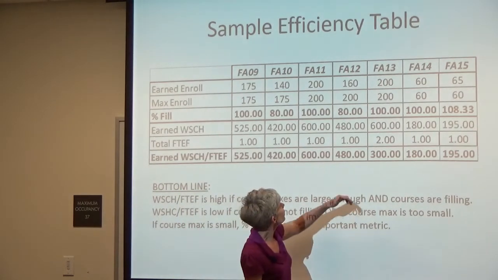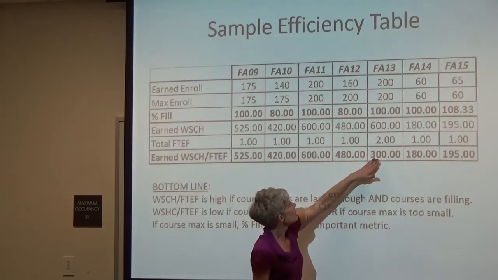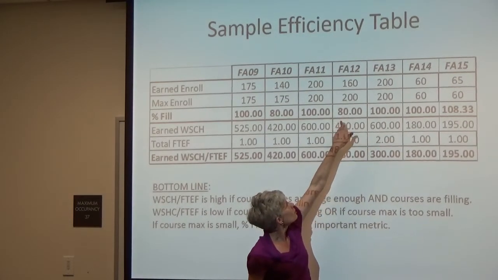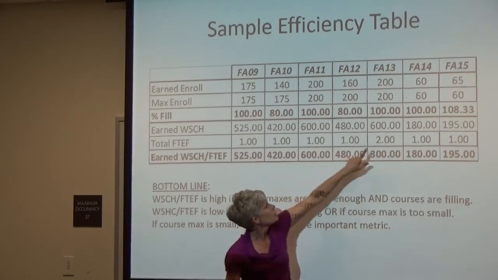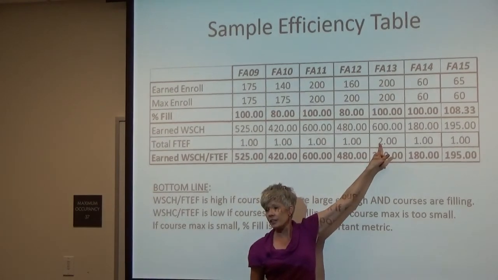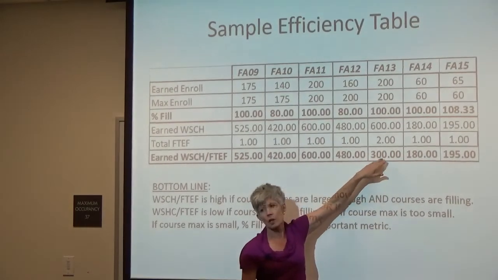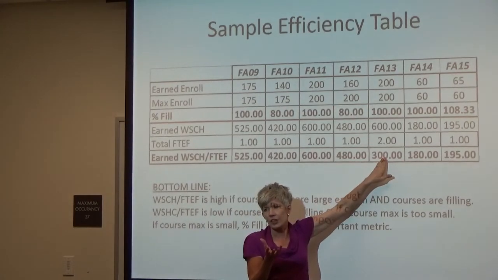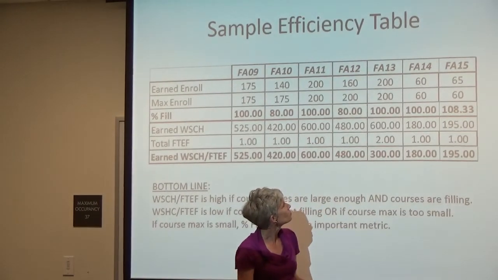So if we look over on the table here, here's an example if we have a higher FTEF, right? Everything in this column is the same as this column, except instead of having 1 FTEF, it's 2, right? So if we increase the denominator, we get a smaller value here. So if we loaded out our classes with a higher FTEF for some reason, with the same number of students, we'll have a smaller wish per FTEF.